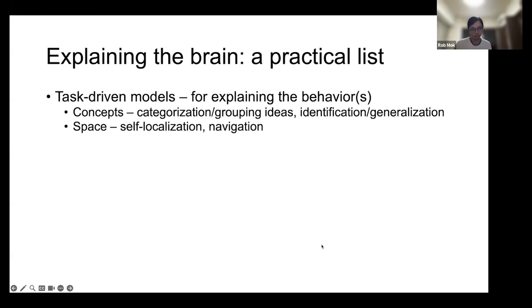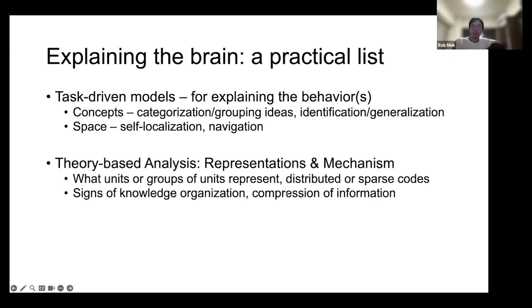So I think this is a little list that is very important. We want task-driven models for explaining behavior. In my case, we're thinking about what concepts are, so how we categorize or group ideas, identify things. In space, it would be how to self-localize or navigate in space.